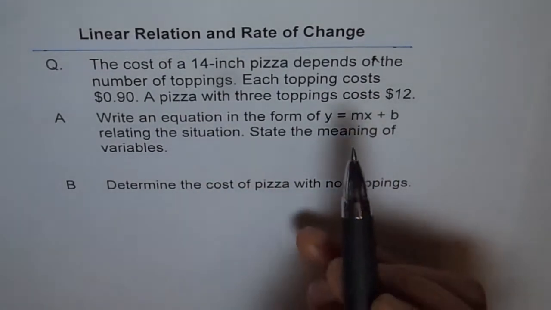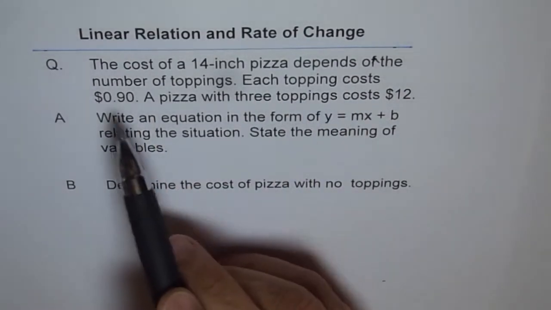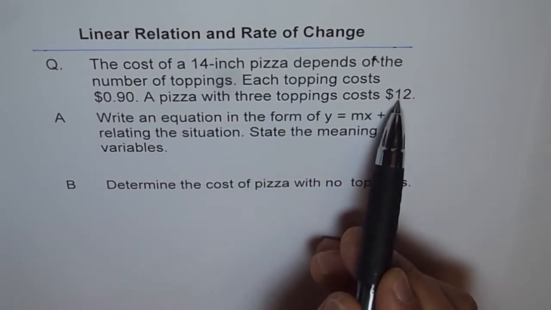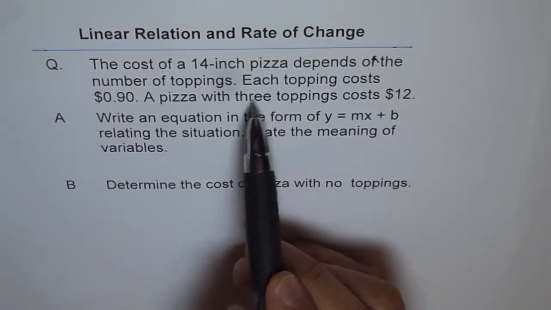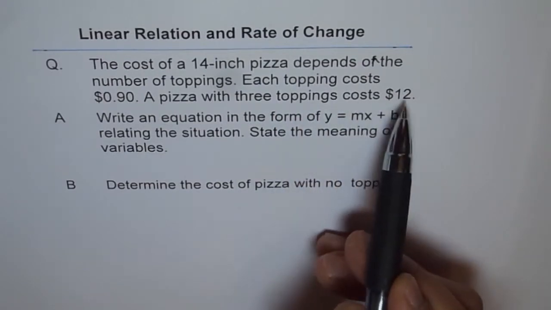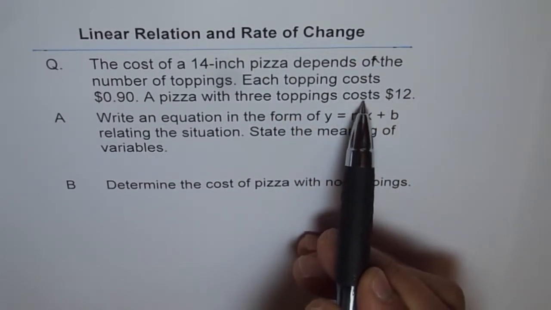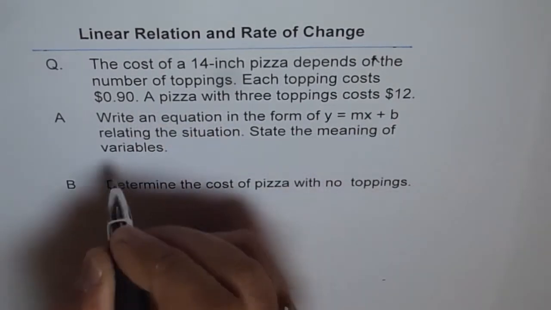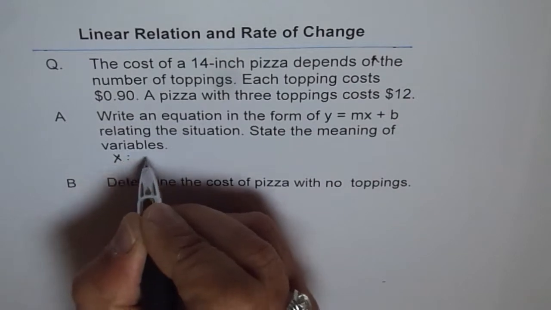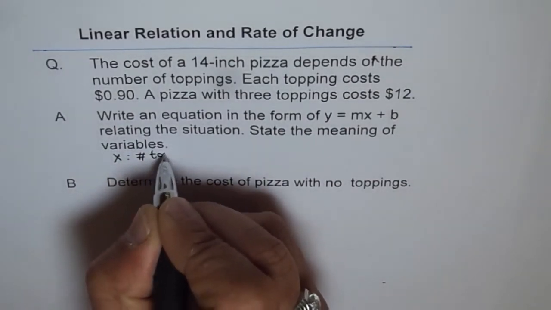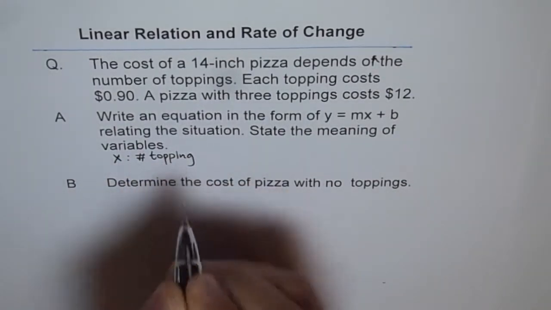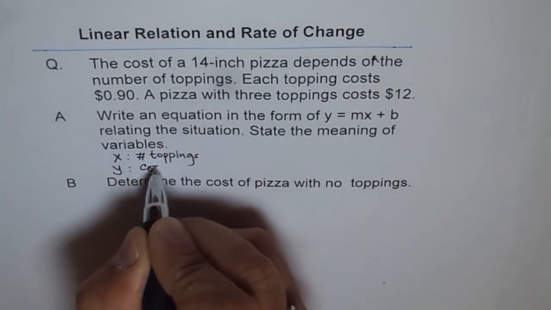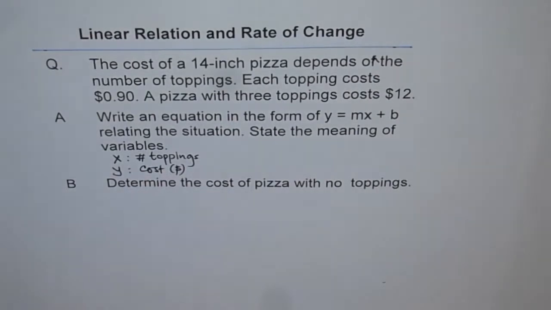Now it says very clearly that each topping costs 90 cents. A pizza with 3 toppings costs $12. That means with every additional topping, cost increases. So cost is dependent on toppings, right? So we have independent variable x, which is number of toppings, correct? And on the number of toppings, what is dependent? Y, and that is cost in dollars. That is what it is.